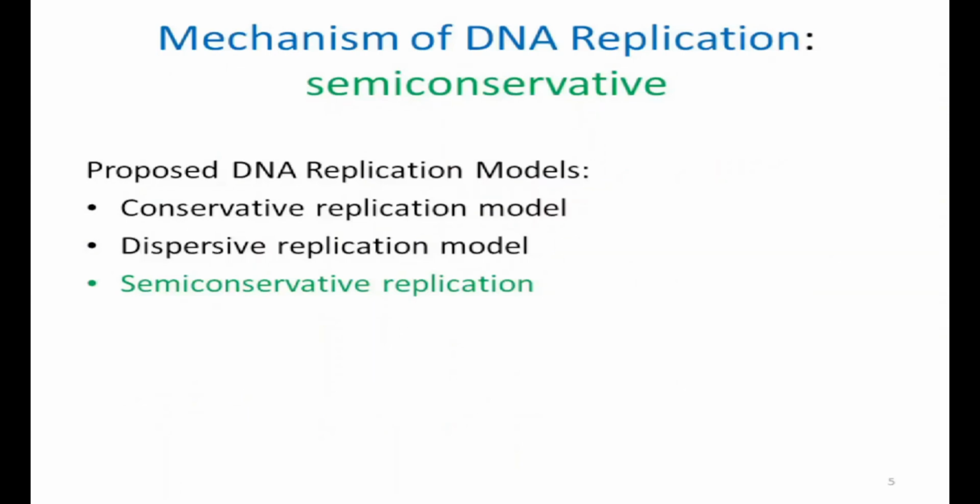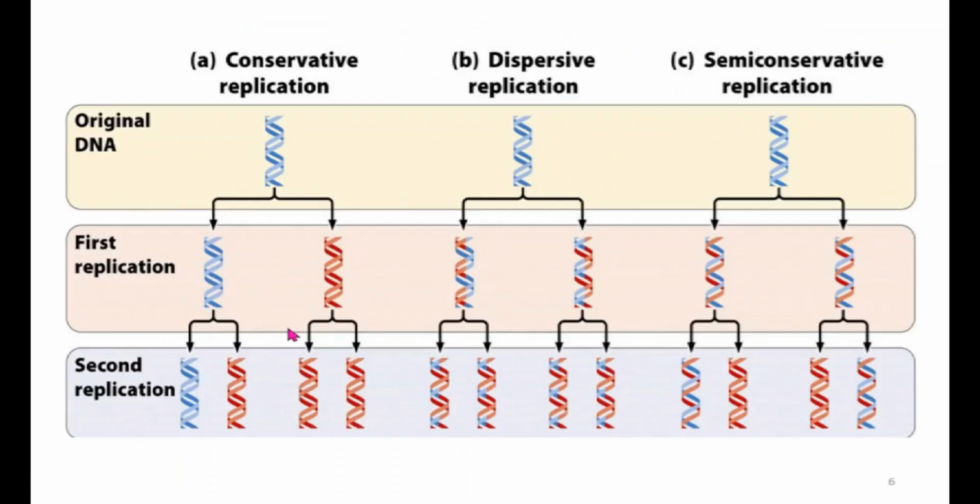Mechanism of DNA replication. This is what? Semi-conservative. The proposed models were conservative replication, dispersive, and semi-conservative. And the accepted one is semi-conservative. What does each kind mean? What does conservative mean, dispersive mean, and semi-conservative mean?